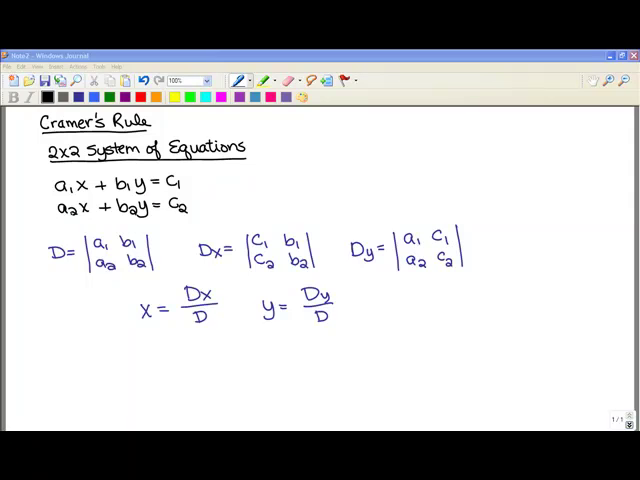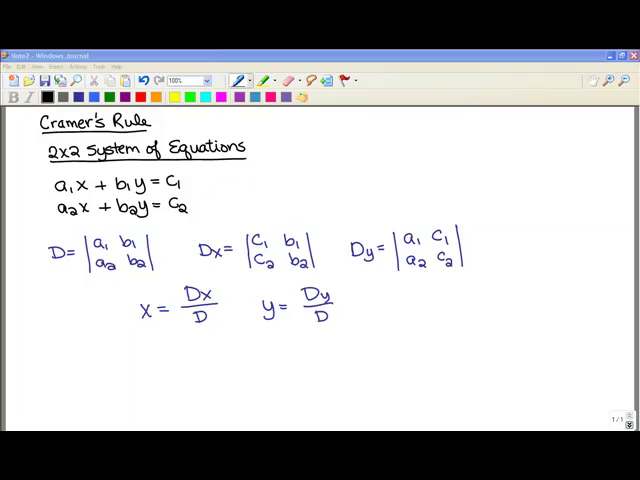a1 and a2 are the coefficients of x in both equations. b1 and b2 are the coefficients of y. And c1 and c2 are the constants on the right side of the equations.